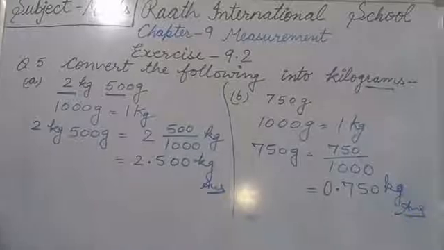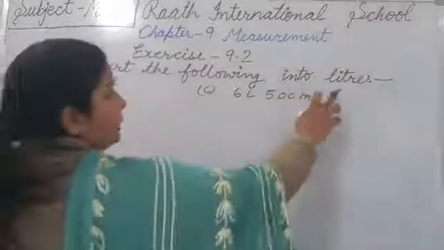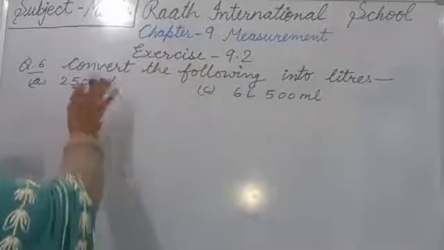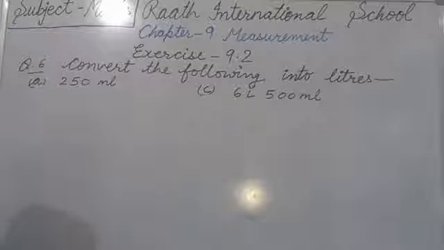Now question number 6. Convert the following into liters. This is also like the question number 5. 5 में हमने क्या किया था, किलोग्राम में कन्वर्ट किया था from the gram. So that relationship is also of thousand. And here also you convert into liters. And there is given milliliter. So the liter and milliliter relationship is also of thousand. As we know, 1000 milliliter make 1 liter. Okay, so the same process is there also in the question 6.